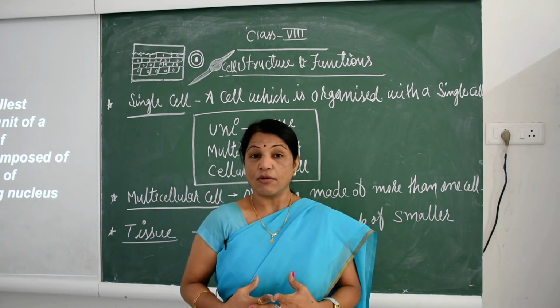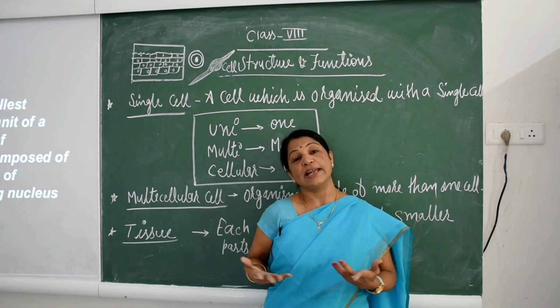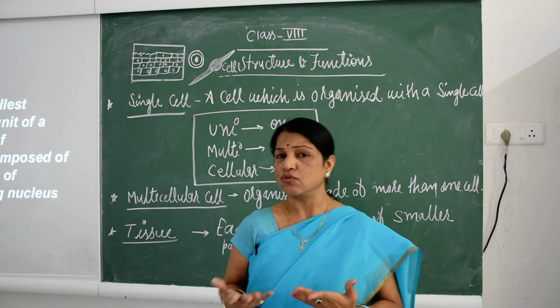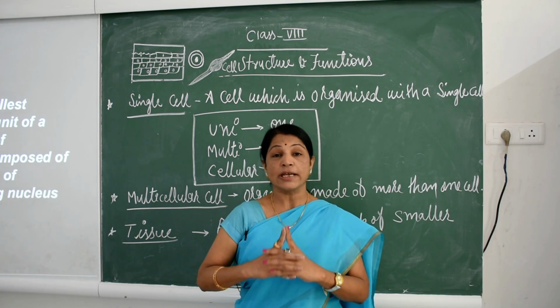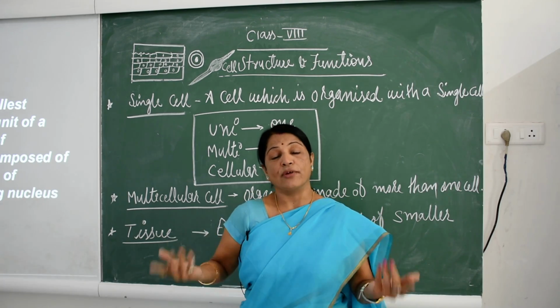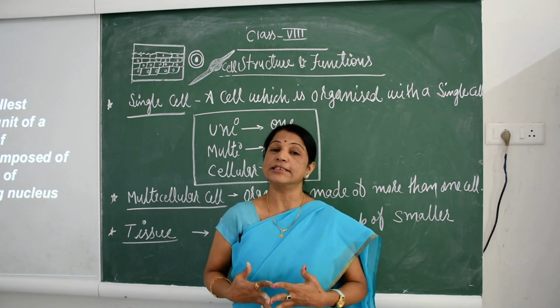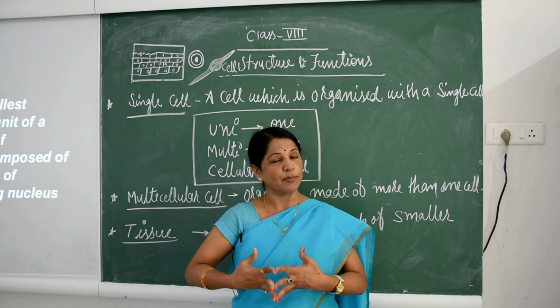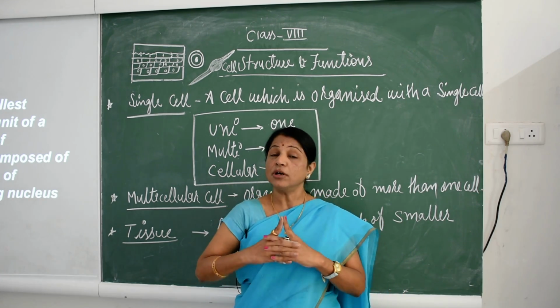It is an amazing fact that in our body we have trillions of cells. Trillions, it is too much. Why children? Because our body is made of various types of tissues, and they perform various types of functions such as the digestive system, respiratory system, excretory system, and various other systems. So that is why our body has trillions of cells.